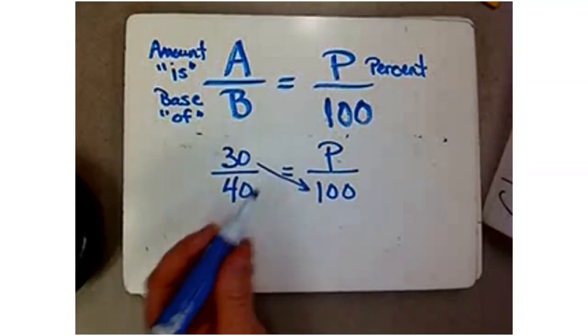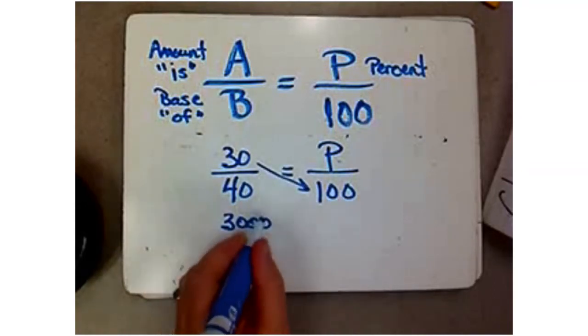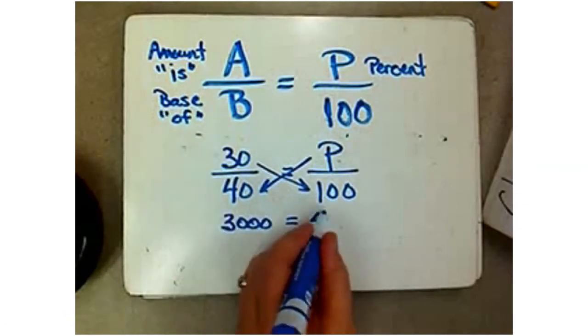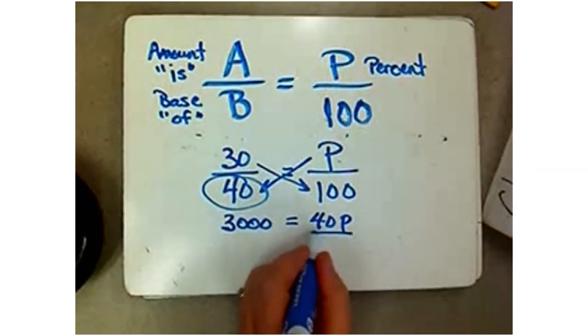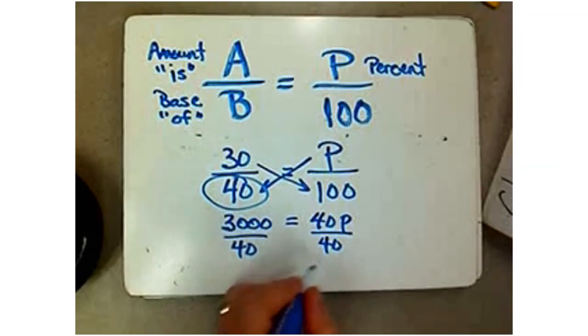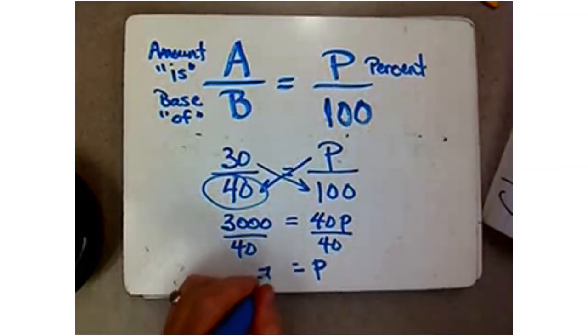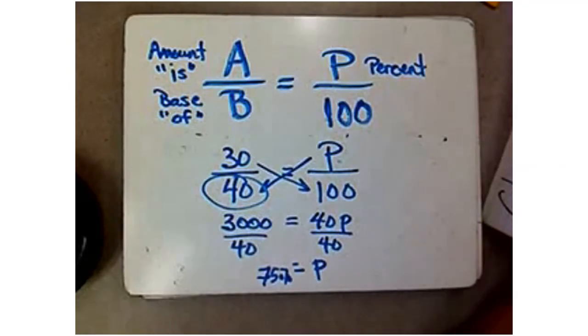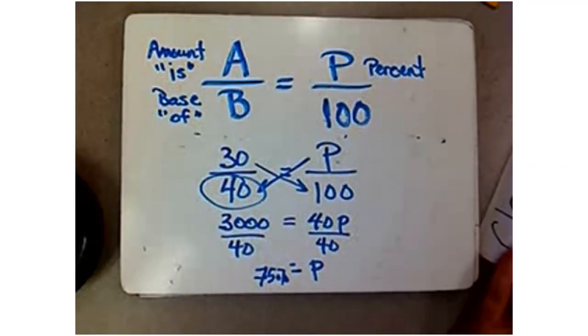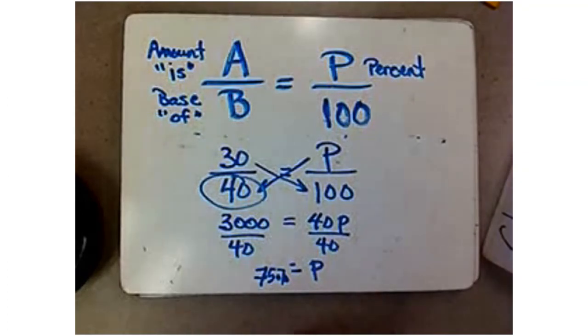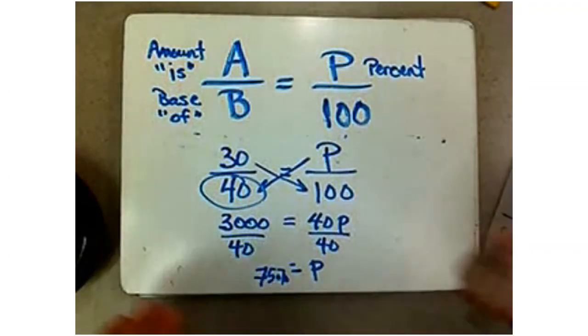We're going to cross multiply. 30 times 100 is 3,000 equals 40P. We're going to divide by the 40, and P is going to equal 75%, right? 3,000 divided by 40 equals 75%. All right. Take a look at page 523. Let's look at that example and see what we can do with that.